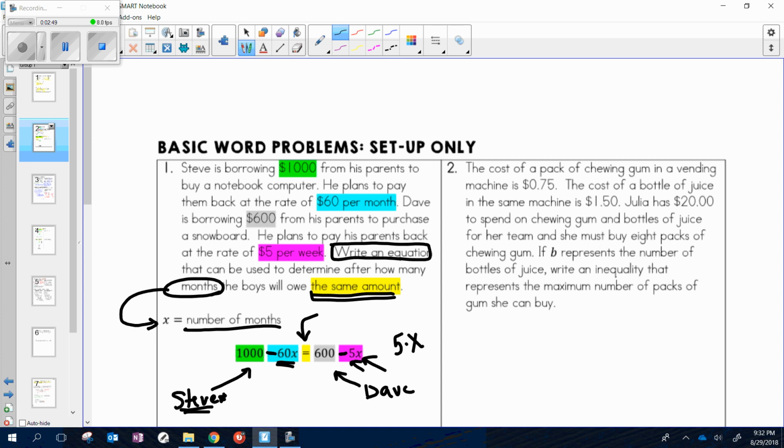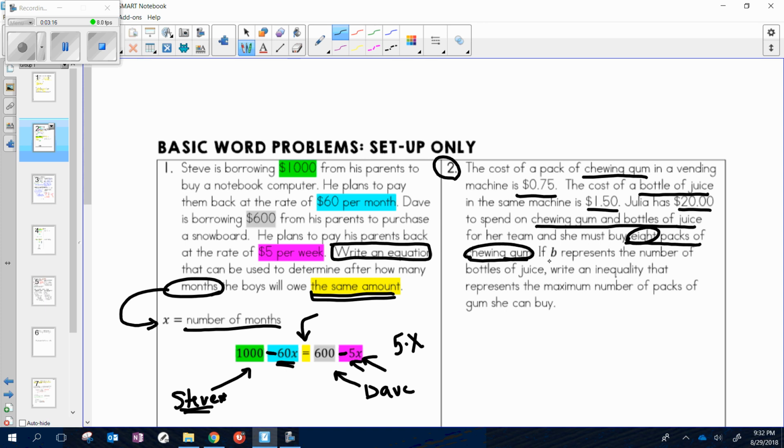That one you have to look back at. Number 2. The cost of a pack of chewing gum in a vending machine is 75 cents. So that's the chewing gum. Cost of a bottle of juice, $1.50. Julia has $20 to spend on chewing gum and bottles of juice for her team, and she must buy 8 packs of chewing gum. 8 chewing gum.